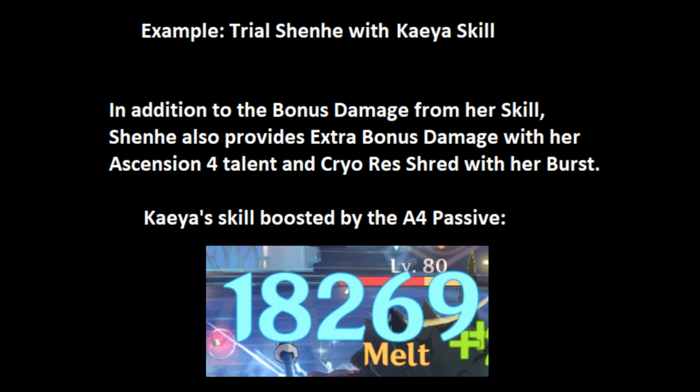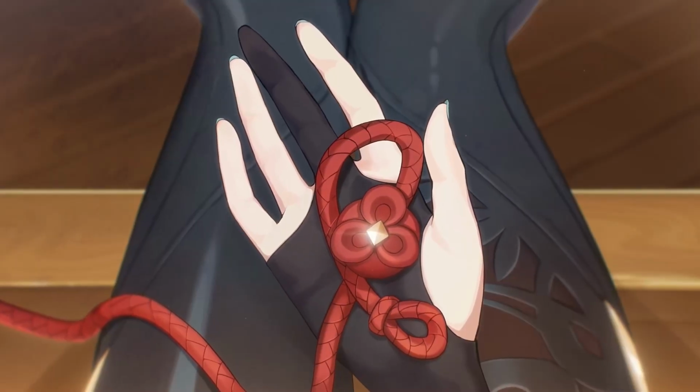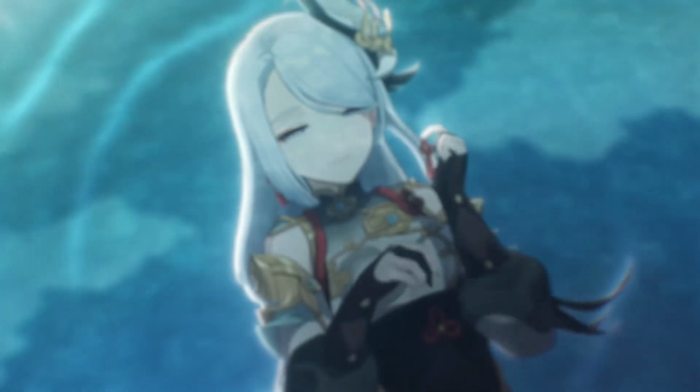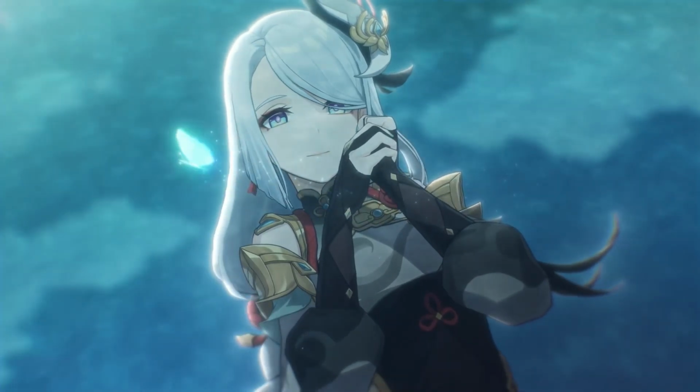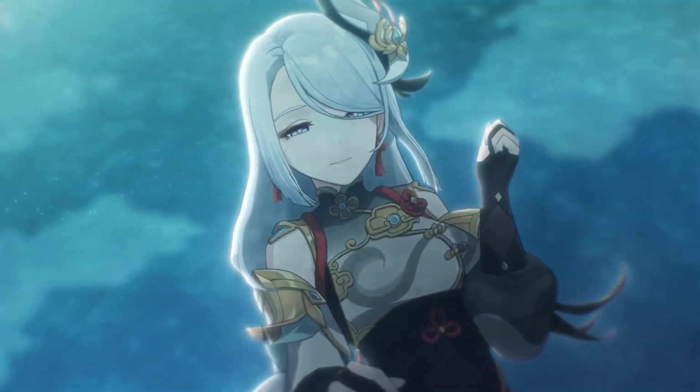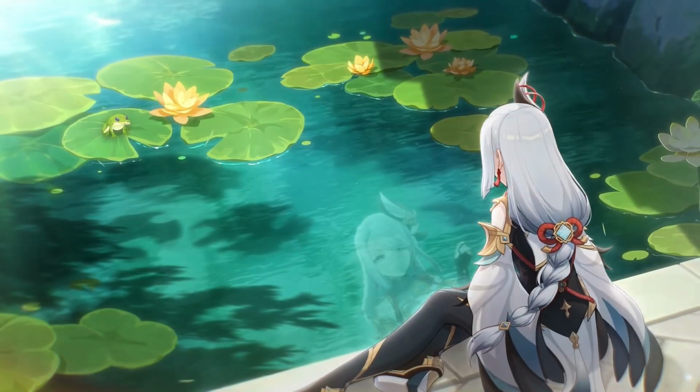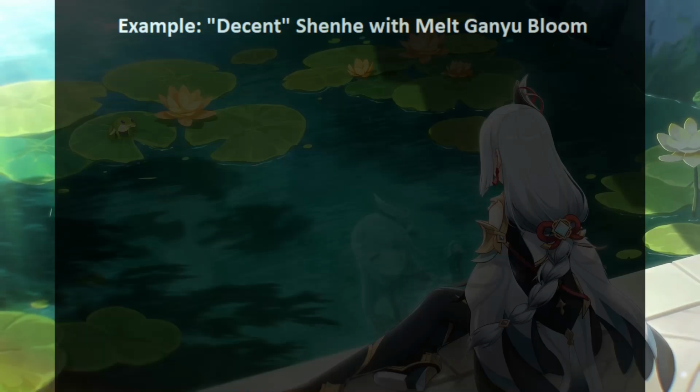In this example, if I used Shenhe's Ascension 4 passive with Kaeya's skill, we would actually end up with a little bit higher number here. In general, you should expect the Ascension 4 passive to increase your total damage by around 7 to 10%. So, now let's go over an example. And the example we'll use is a pretty well invested Shenhe, I would say, and it will be boosting the bloom damage of a Melt Ganyu charge shot.